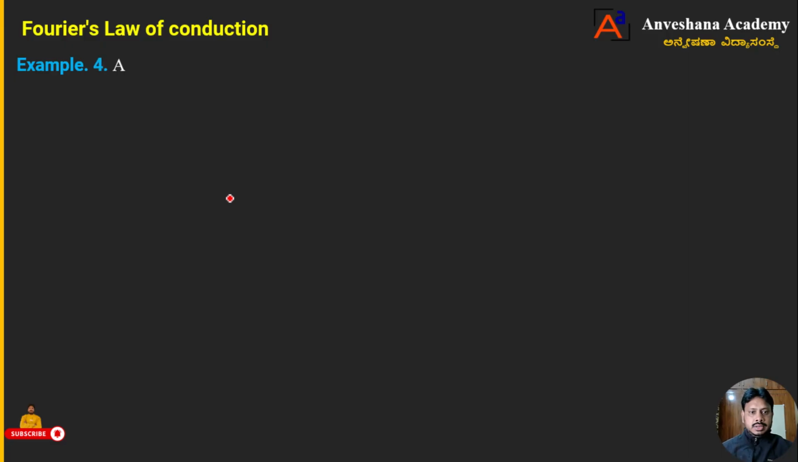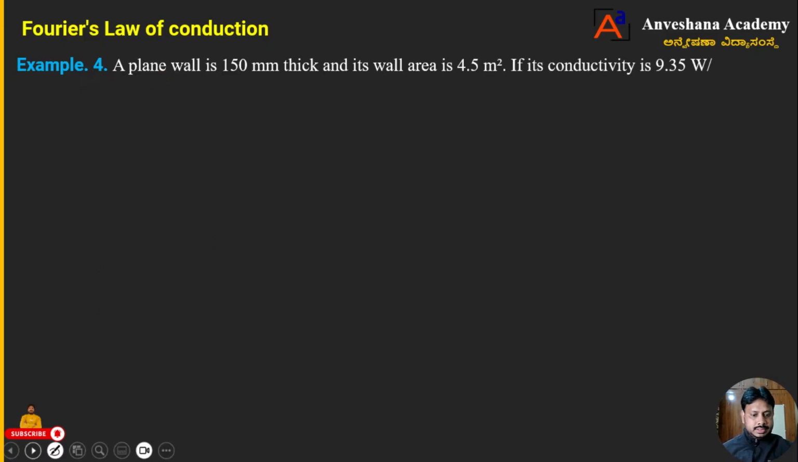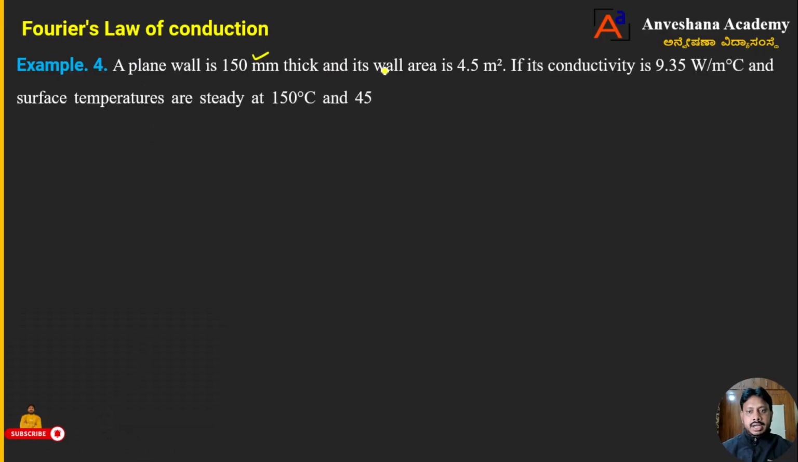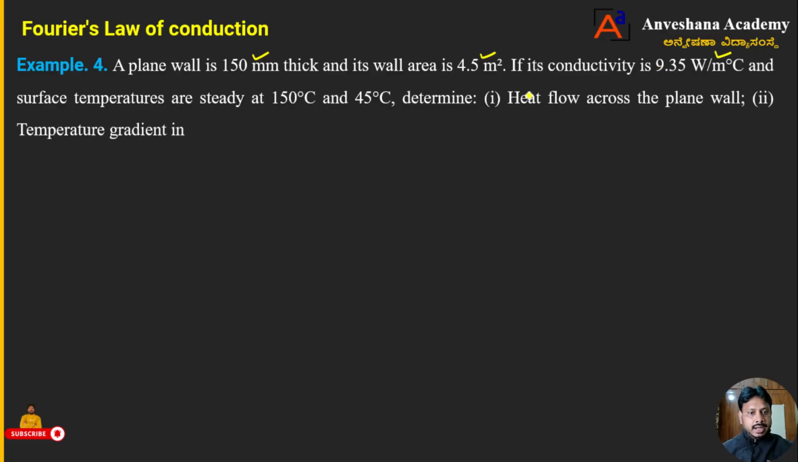Dear students, I will read the problem first, then I will try to solve the numerical. Example 4: a plain wall is 150 mm thick and its wall area is 4.5 meters square. If its conductivity is 9.35 watt per meter degree Celsius and surface temperatures are steady at 150 degree Celsius and 45 degree Celsius, determine first, the heat flow across the plane wall, and second, the temperature gradient in the flow direction.